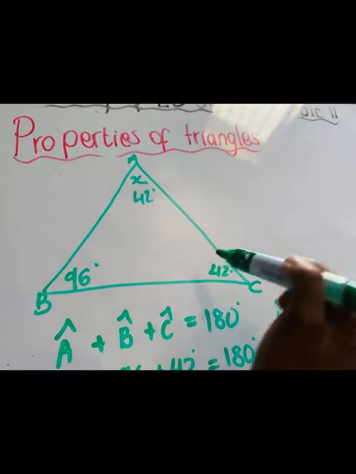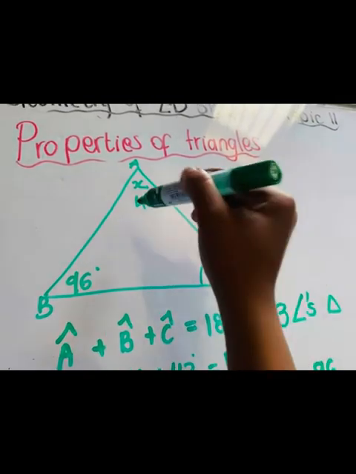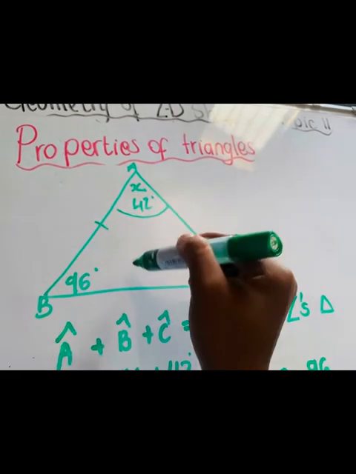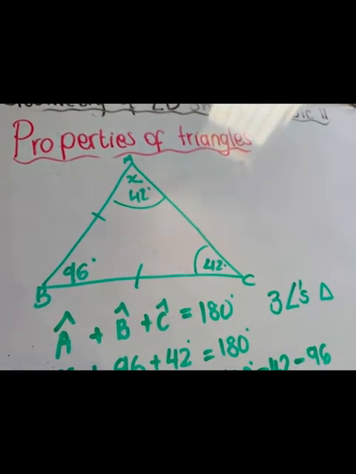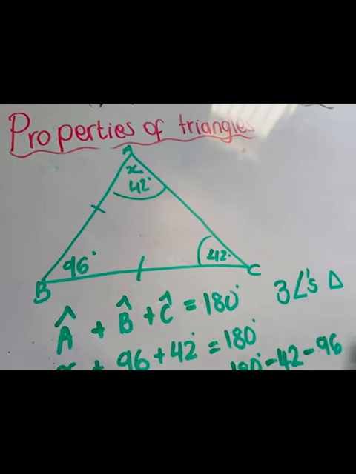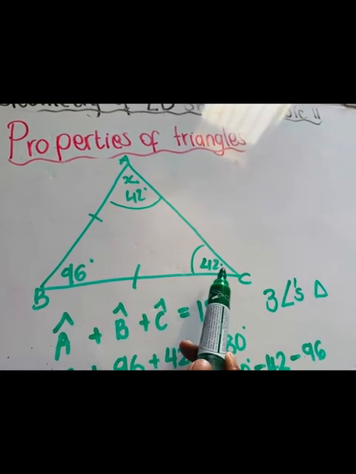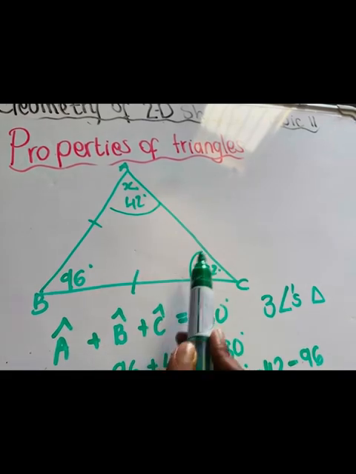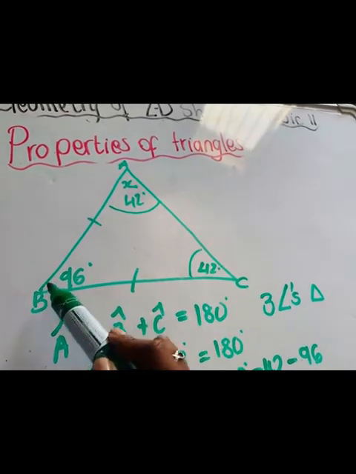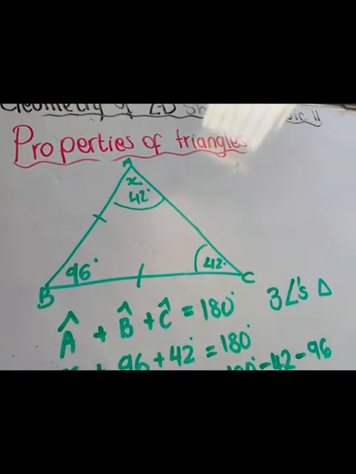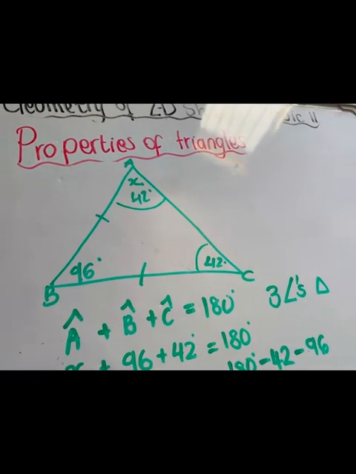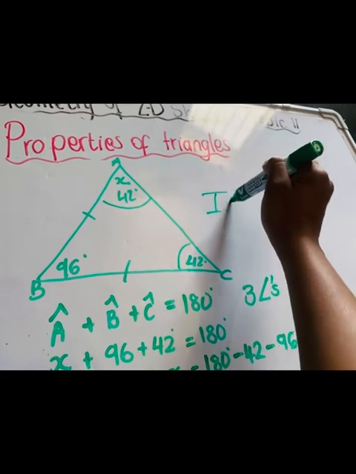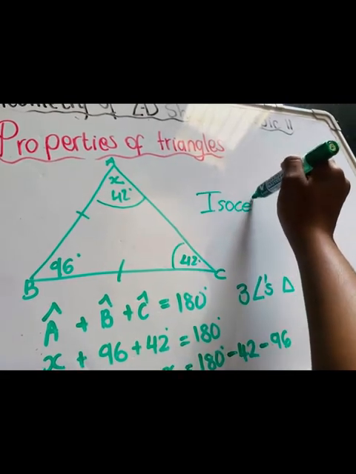So meaning, if these two opposite angles are the same, it simply means that this side and this side are also the same, because the properties of an isosceles state that we have two equal opposite angles. So even the opposite sides of a triangle are also going to be equal. So meaning this is an isosceles triangle.